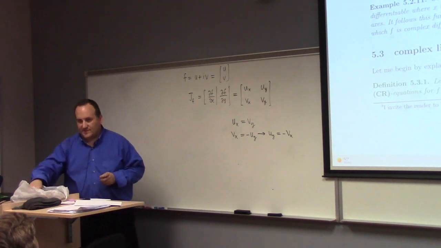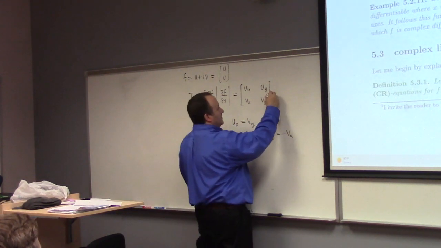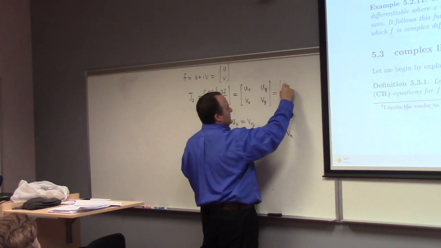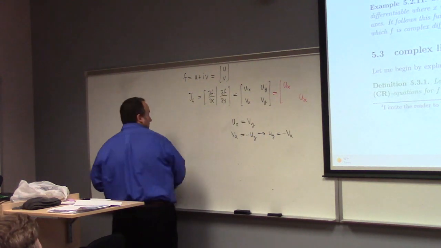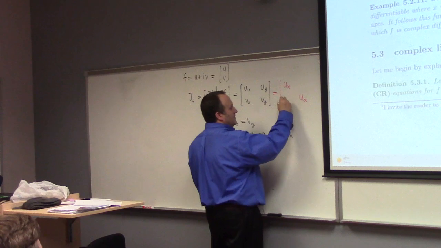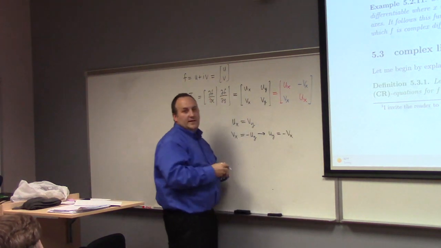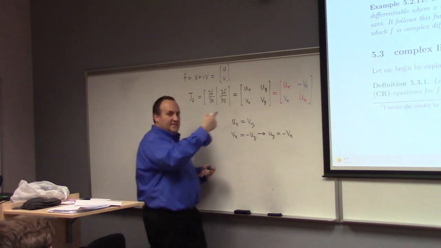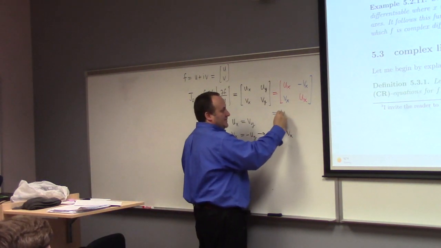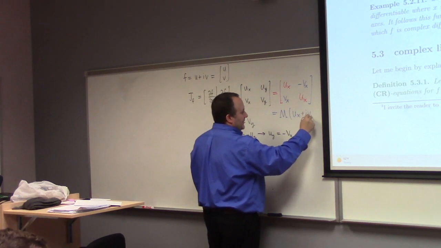So what you're saying is, if I impose these equations, this looks like what? ux, and vx, minus vx. In the big M notation I introduced at the end of chapter 4, this is the matrix representation of ux plus i times vx.